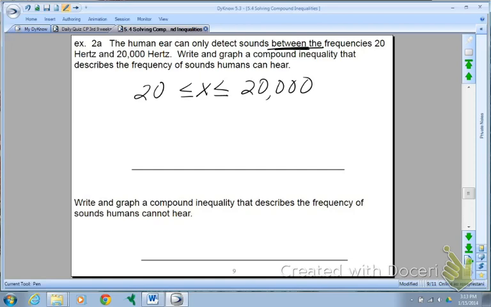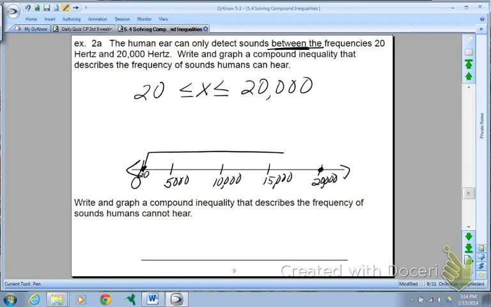Okay, so how are we going to graph? Will we have an open or a closed circle at 20? Closed. And an open or closed circle at 20,000? Closed. And everything in between.